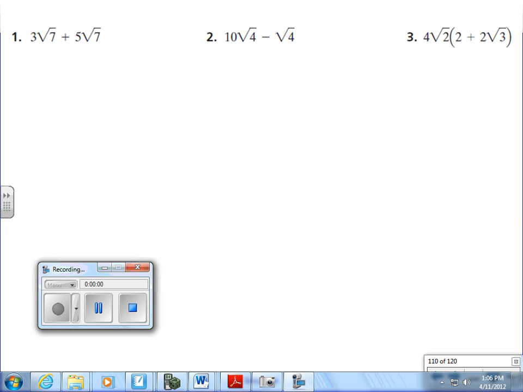Here's the answers to Wednesday night's homework on radicals in preparation for the test tomorrow. These were just the random questions that I assigned from the sheet 11-2. Here's question 1.